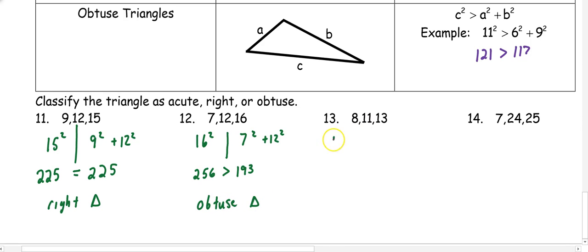And in 13, my largest side is 13, so 13 squared, and then we do 8 squared plus 11 squared. So 13 squared is 169, 8 squared is 64, 11 squared is 121. So we have 185, which means my hypotenuse squared is smaller, so this would make an acute triangle.